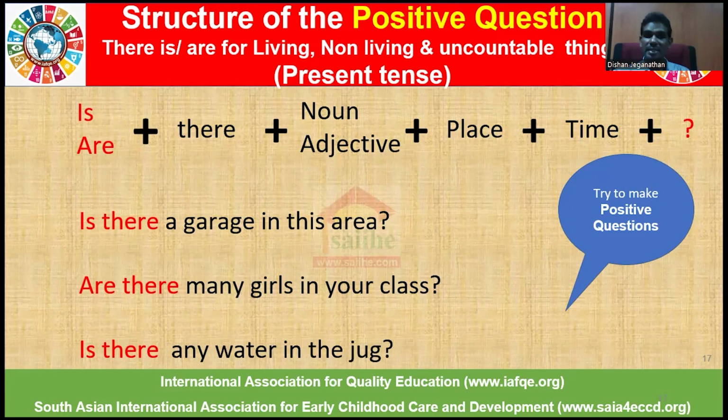And the last one, is there any water? Now, when it comes to water, this is called an uncountable noun because we can't count these. For example, water, oil, hair, sand. These are called uncountable nouns. So when we make use of an uncountable noun here, since there is, we make the question as, is there any water in the jug? You don't say, are there any water?